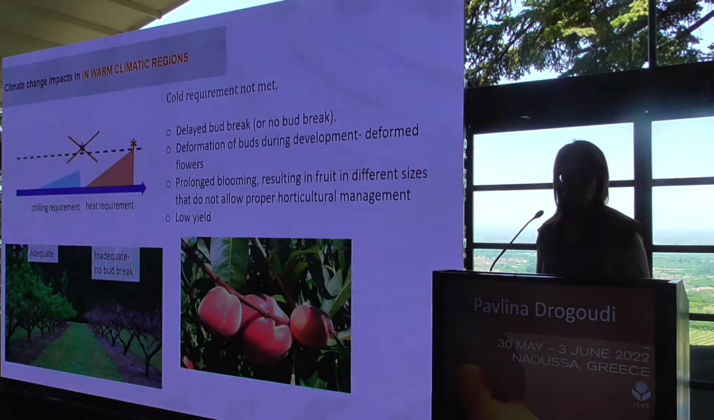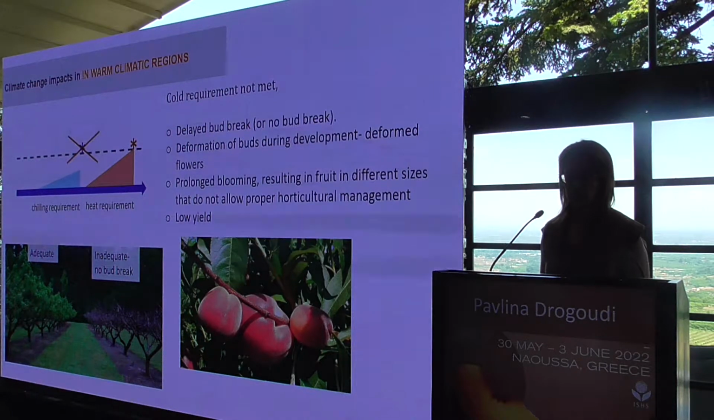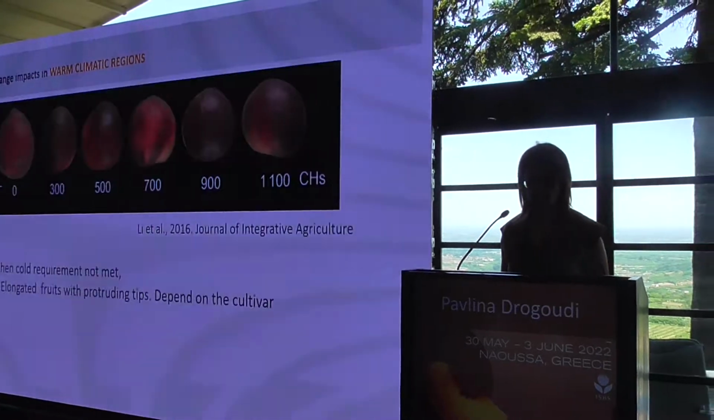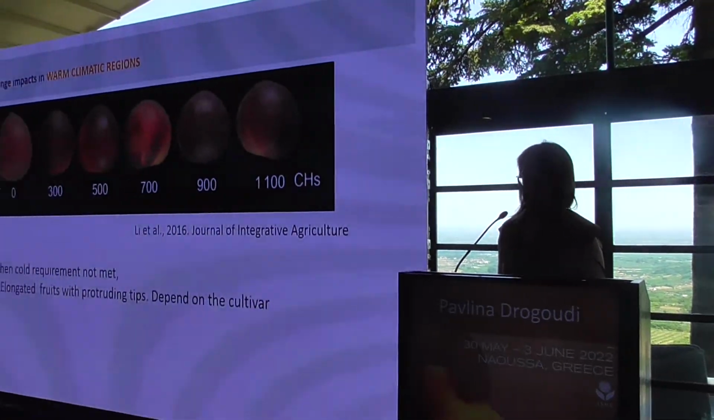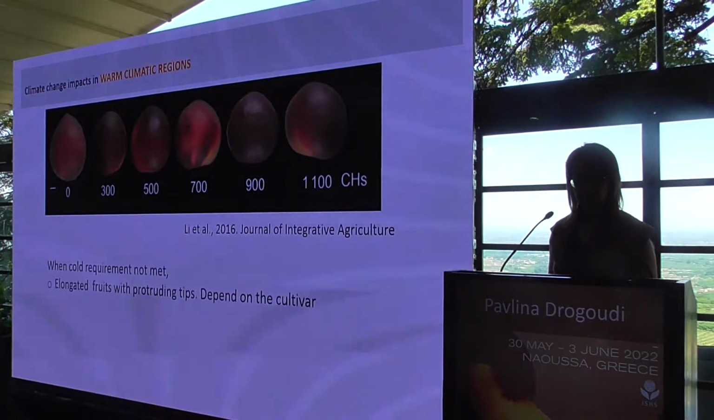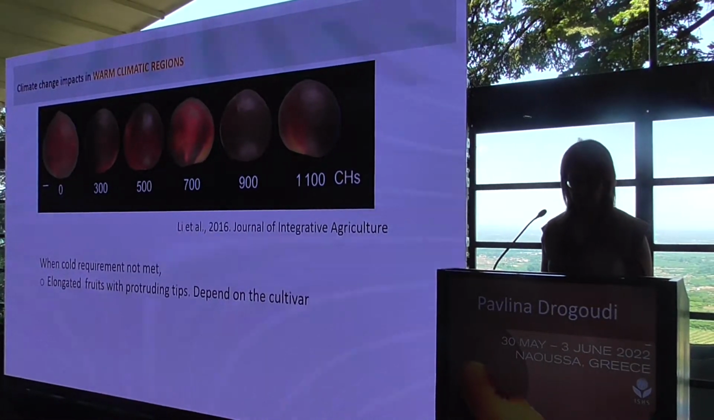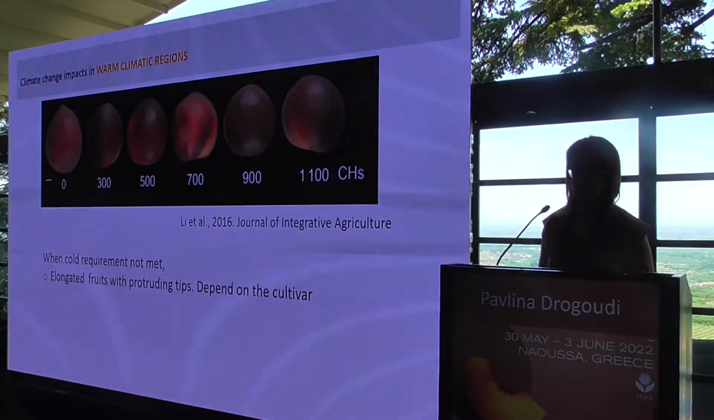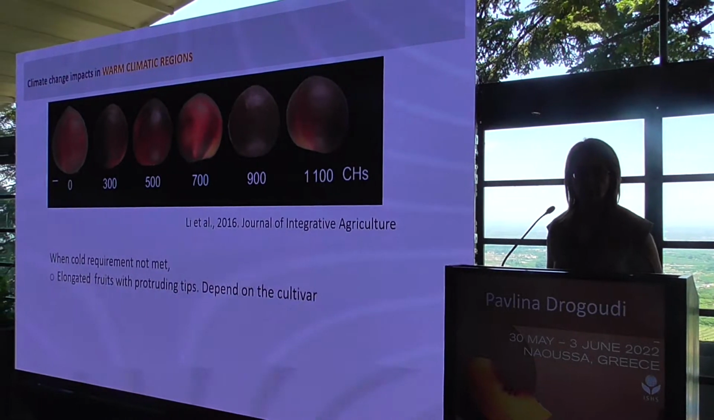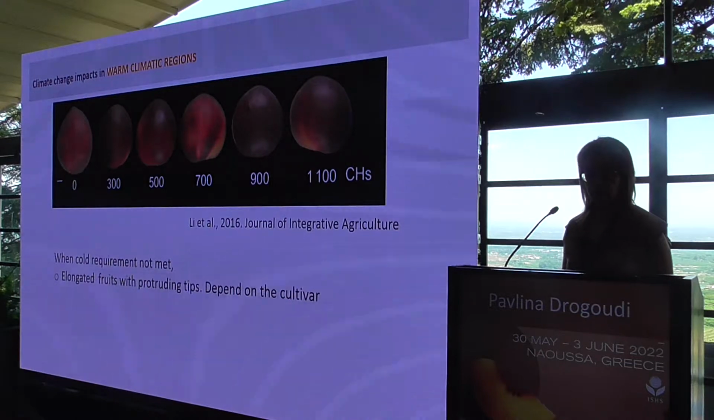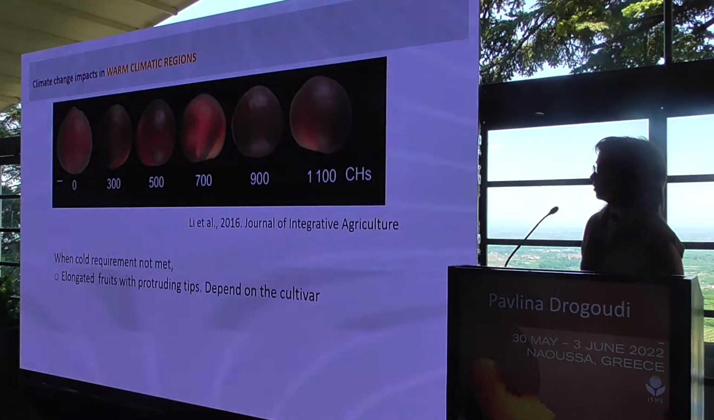We may have prolonged blooming, resulting in fruits of different sizes that do not allow proper horticultural management. And of course, we have low yield. Also, in some cultivars, it may be more pronounced to have deformed fruit. This picture here shows how the size and shape of the fruit change depending on how much chilling there was. We have elongated fruit with protruding tips, and this effect depends on the cultivar.